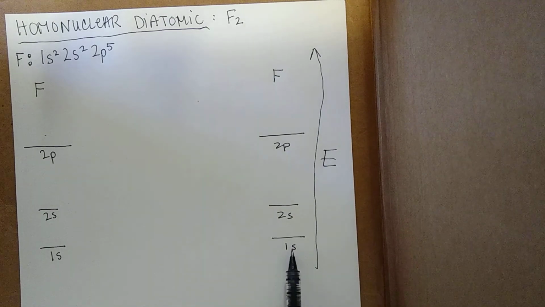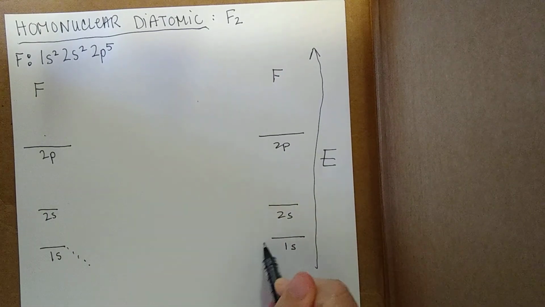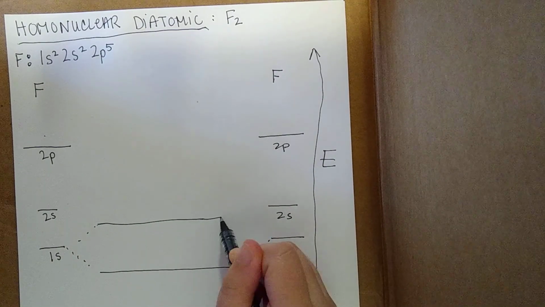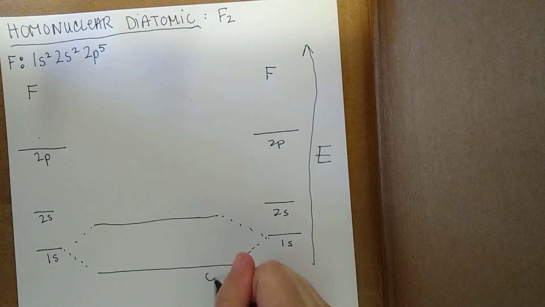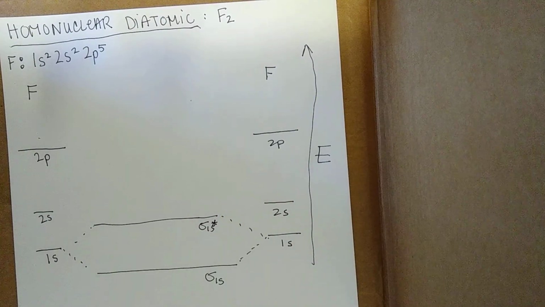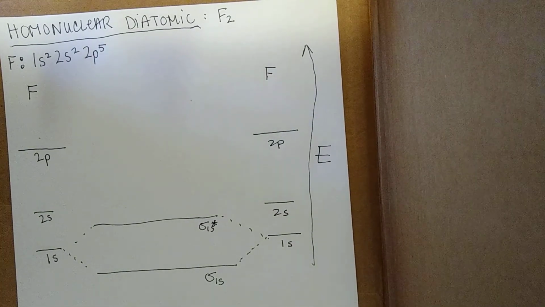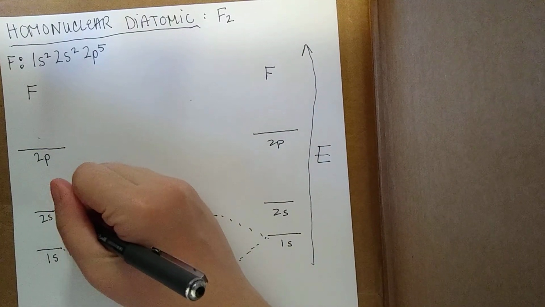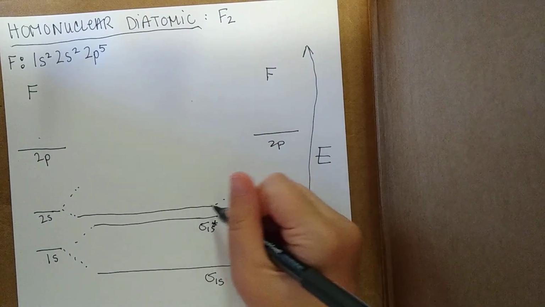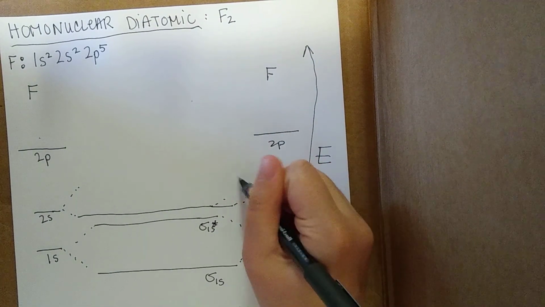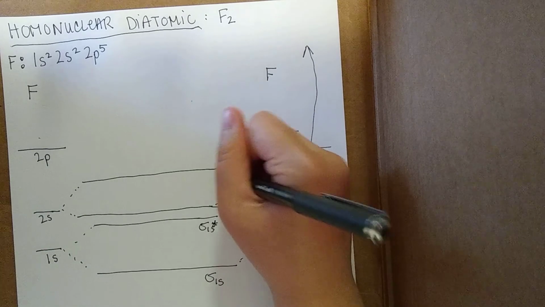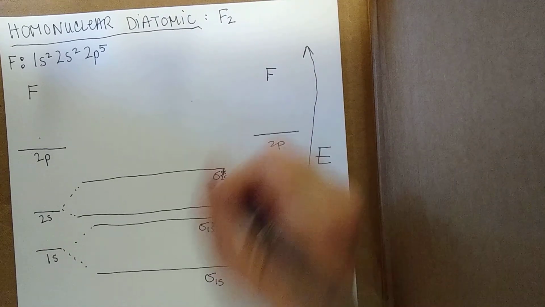Once again, we know that a 1s and a 1s are going to overlap, and we are going to form a sigma bond with the bonding and anti-bonding orbitals. So here's our sigma 1s and our sigma 1s star. It's a similar story for the 2s orbitals. They're going to overlap in the same way. Sorry for the sloppy drawing, but they overlap in a similar way. So this is going to be our sigma 2s, and this is going to be our sigma 2s star.